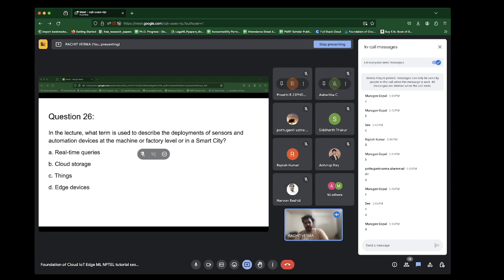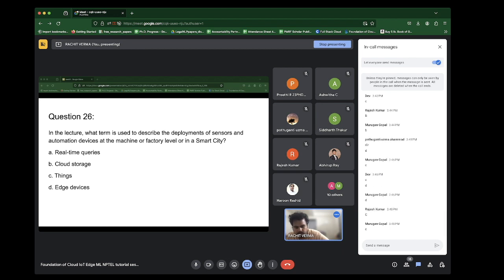In the lecture, what term is used to describe the deployment of sensors and automation devices at the machine or factory level or in a smart city? This is a simple question. Is it real-time queries, cloud storage, things, or edge devices? Okay, so yes, C, things, is the correct answer.